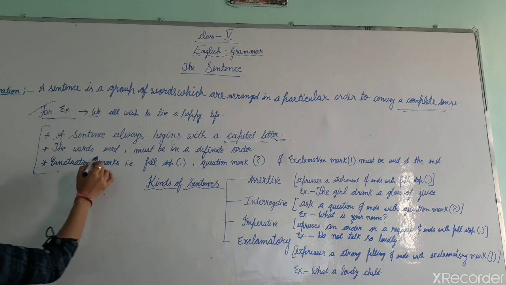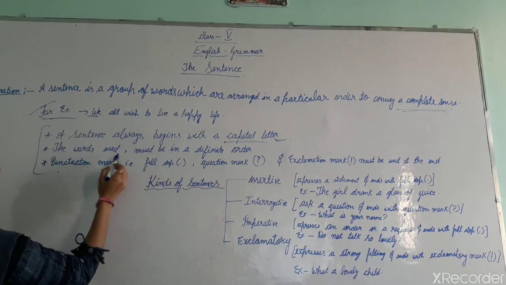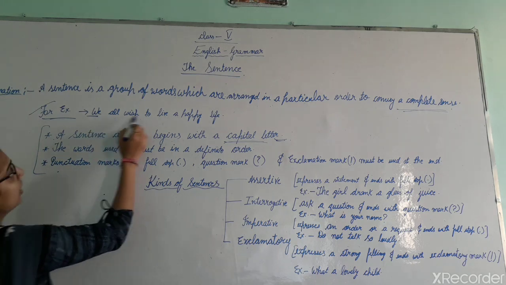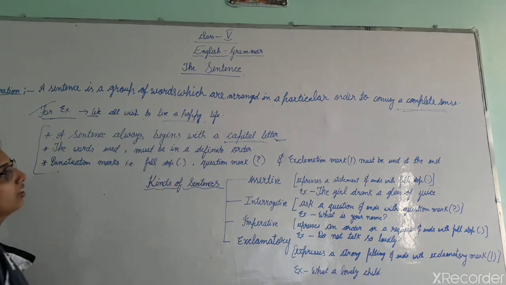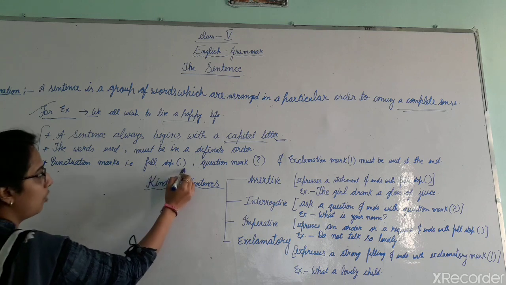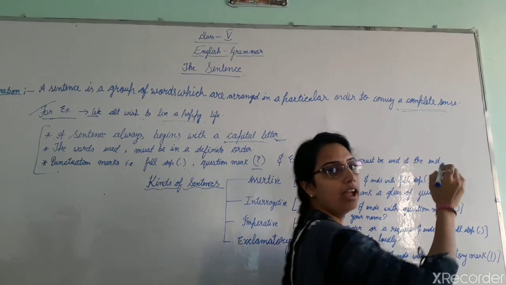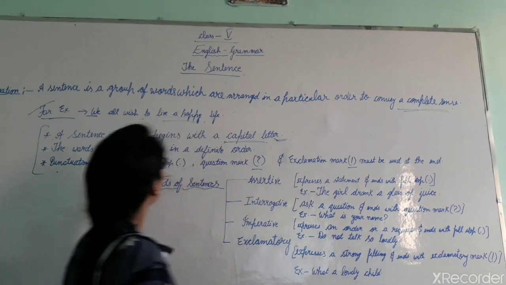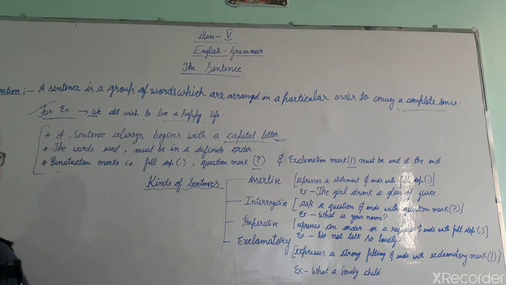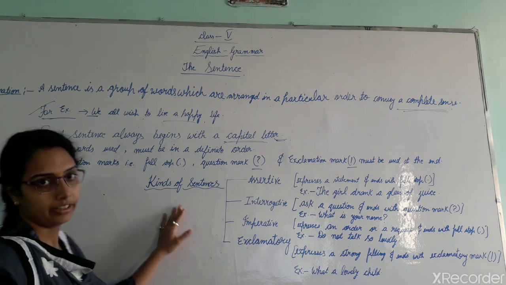Secondly, the words used must be in a definite order. The words which are used in a sentence must be arranged in a definite order to make it complete sense. Next, punctuation marks, that is full stop, question mark and exclamation mark must be used at the end. To make a complete sentence, it is necessary to follow all these 3 points. Now let's take the kinds of sentences.